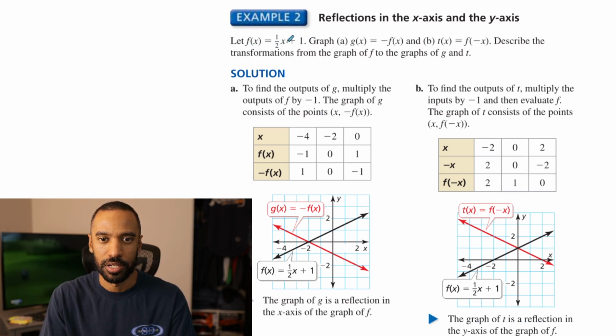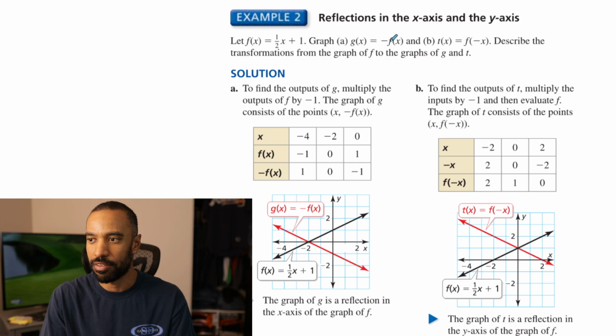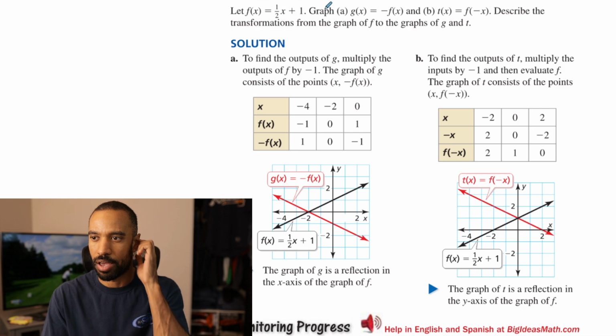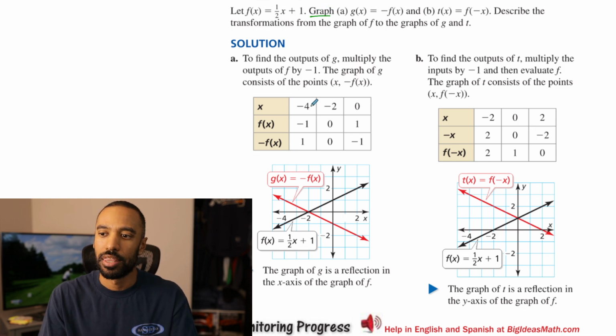Here's a new function. We're going to let g of x equal negative f of x and t of x equal f of negative x. Now what we're going to look at here is a table of values, and we might have to do some of the same things if we're sketching our own graphs. It says graph them, but they're using a table of values here to explain what's happening.